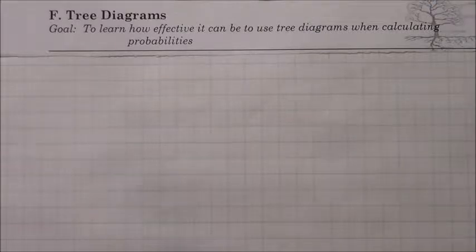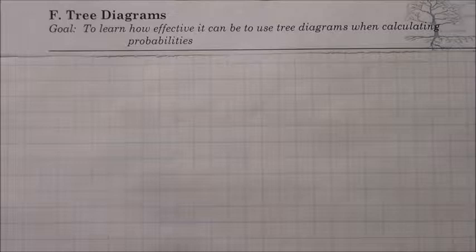The goal of today's lesson is to learn how effective it can be to use tree diagrams when calculating probabilities. Tree diagrams, you will find, are much more effective than grids, because the two-dimensional grid is only used for comparing two quantities or two events, whereas tree diagrams can illustrate spaces of possible outcomes if they're not too numerous. And then once that sample space is illustrated, the tree diagram can be used to determine those probabilities.